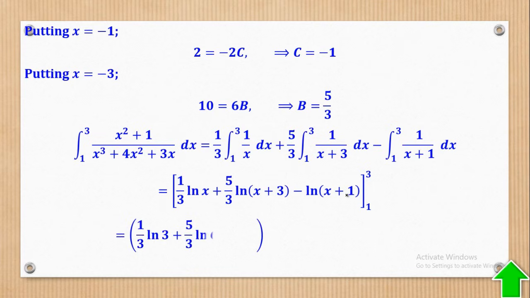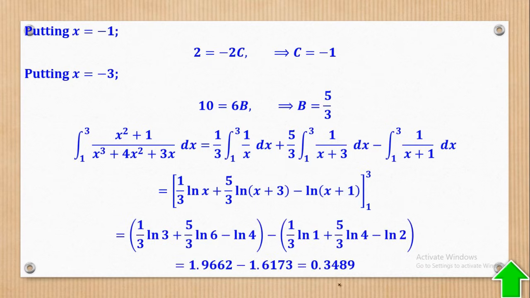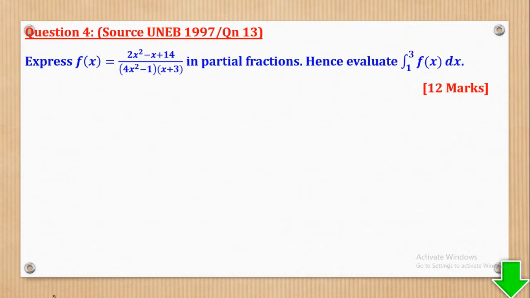Substitute the upper limit followed by the lower limit, and you come up with that. Then lastly, this will be our answer. They didn't specify the number of decimal places, so you can use 4. So that was question 4.